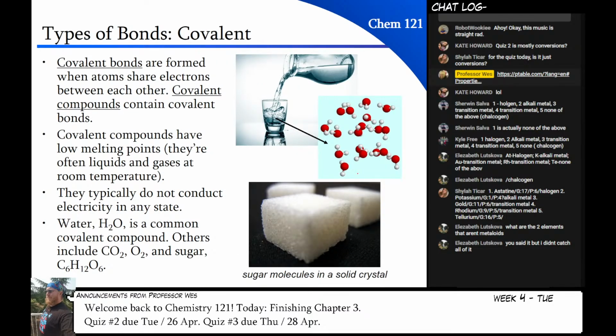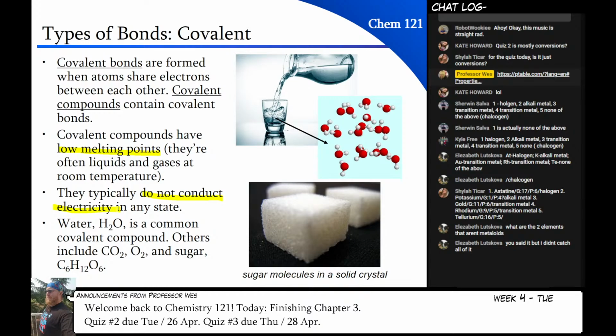All right. This is a little bit of a heads up from Chapter 5. We're going to talk about Chapter 5 in great detail, but for now, what I want to share is just what covalent compounds are. They're different from ionic compounds. Covalent compounds have low melting points and do not conduct electricity.